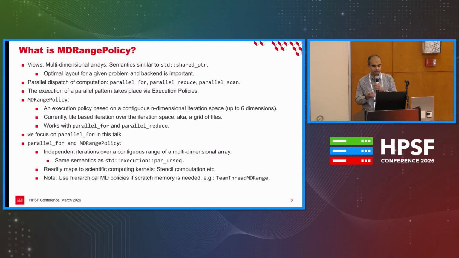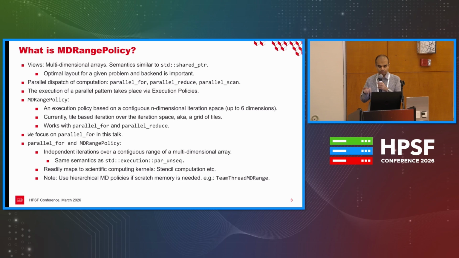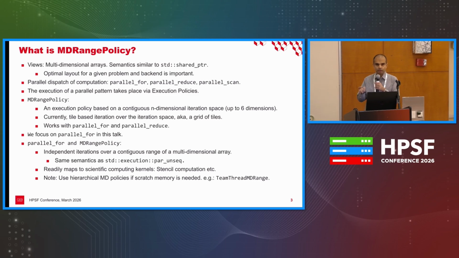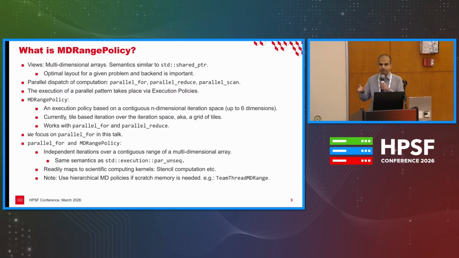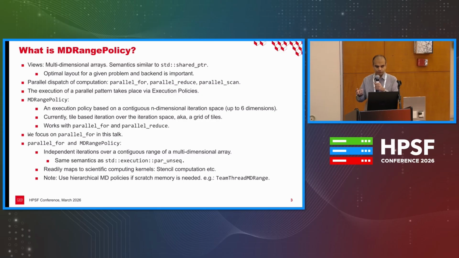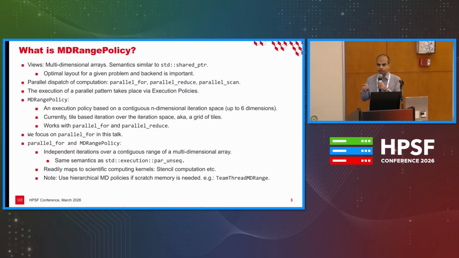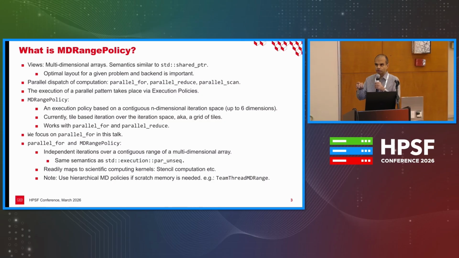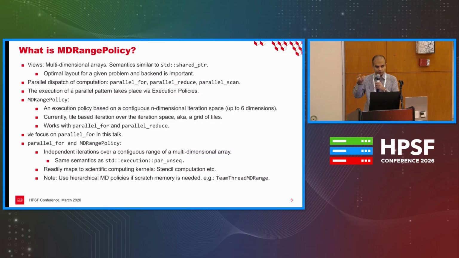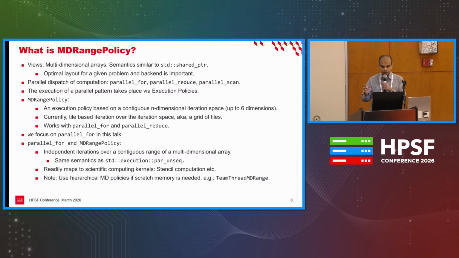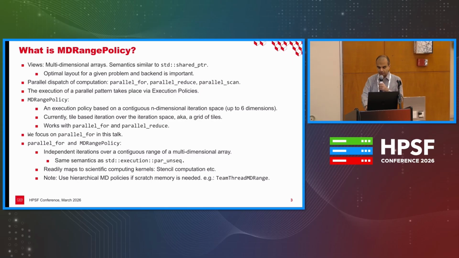Now, when it comes to parallel_for and MD-range policy, a few things we have to keep in mind. parallel_for as such assumes that the iterations are independent of each other. And this readily maps to various scientific computing kernels like stencil computation and so on. In the case of MD-range policy, you're not going to get the ability to use a scratch space inside a parallel_for. In case you want to do that, you have to look elsewhere. You have to look into hierarchical parallelism, and we have ways to do multidimensional iteration in hierarchical parallelism.